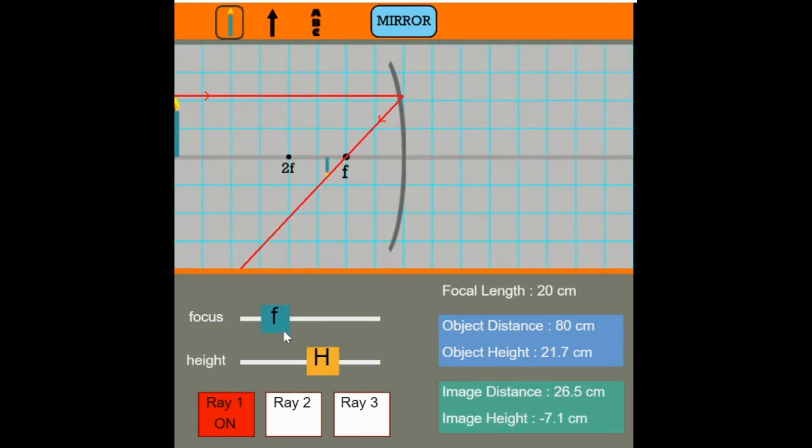Now I will take another ray. What is R2? R2 is the ray which travels through the focus, and after reflection it travels parallel to the principal axis. See, R2 is passing through the focus and traveling parallel to the principal axis. Is it clear? So these are the 2 rays. The reflected rays of these 2 rays are meeting at this point, so you can see the image of the candle. Is it clear? This is how the image is formed.